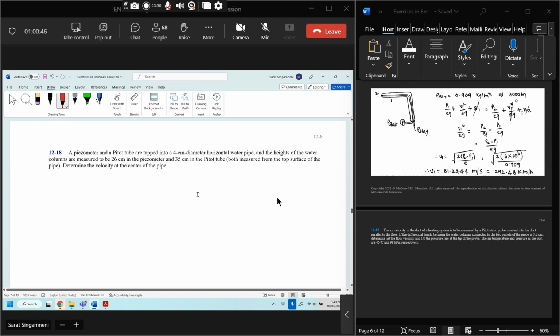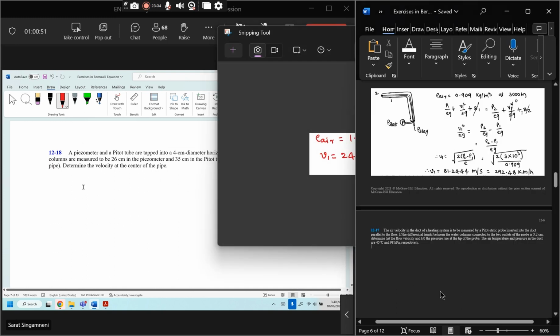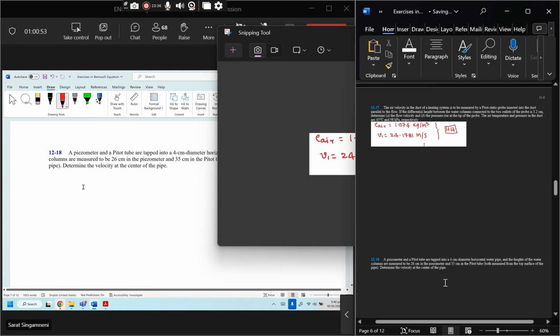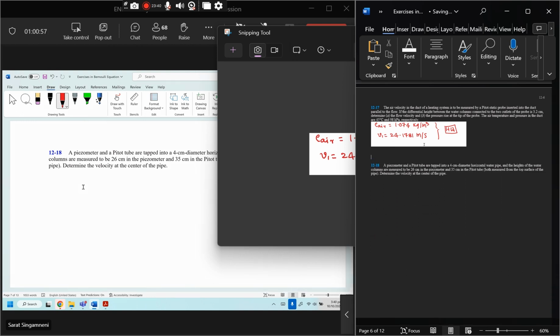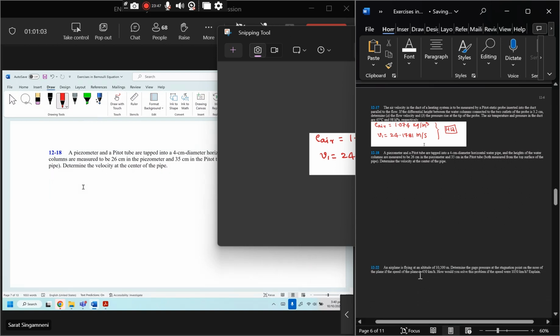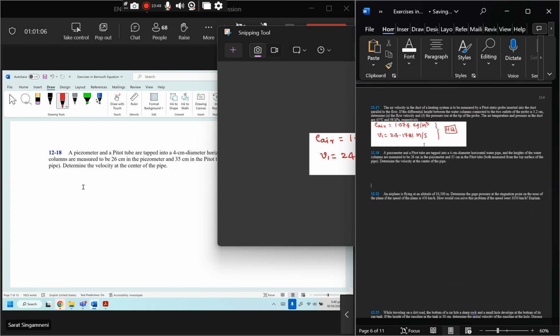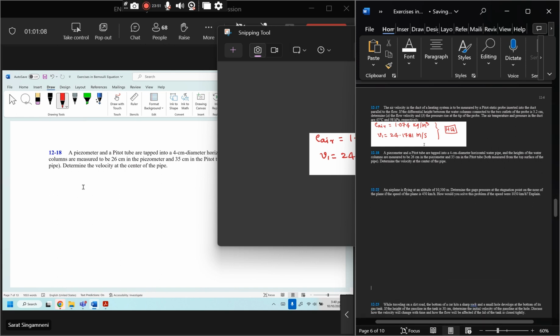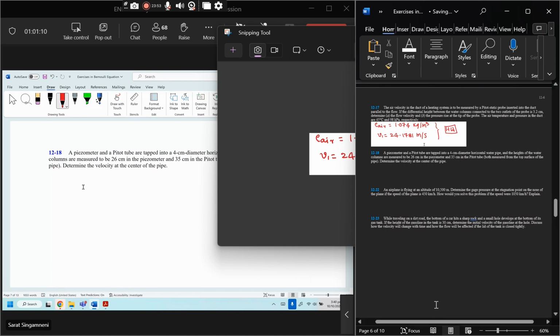A piezometer and a pitot tube are tapped into a 4 centimeter diameter horizontal water pipe. The heights of the water columns are measured to be 26 centimeter in the piezometer and 35 centimeter in the pitot tube, both measured from the top surface of the pipe. Determine the velocity at the center of the pipe. Let us solve this problem.